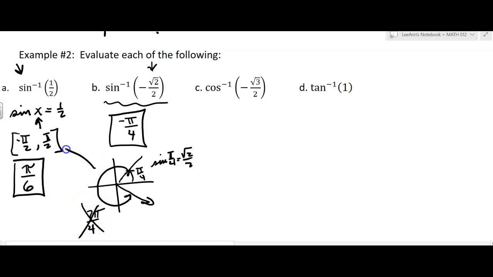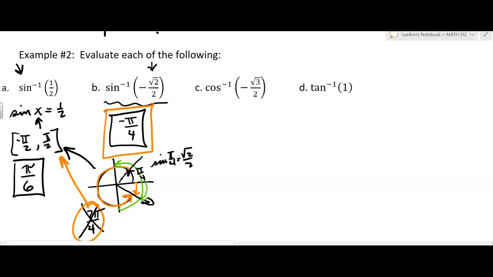And here's why. It's because of the restriction. It has to be between negative pi over 2 and pi over 2. It has to be from here up to here. Okay? And in that case, we need to go this way, and that's going to be a negative measurement. So it's got to be negative pi over 4. Even though this angle, 7 pi over 4, has the same sine, they're coterminal, right? The 7 pi over 4 is not between negative pi over 2 and pi over 2, so you can't use that one. So you have to use the negative pi over 4. I hope that makes sense.